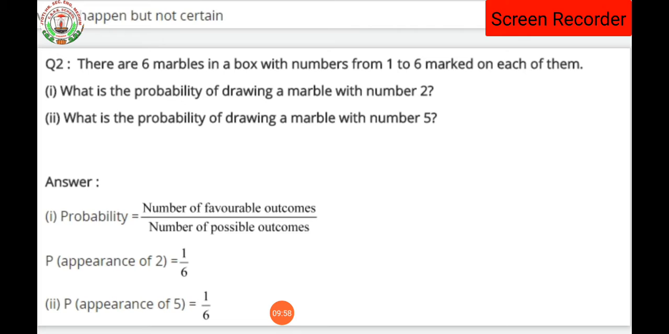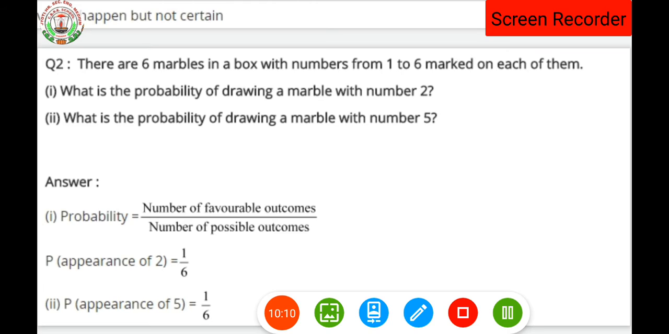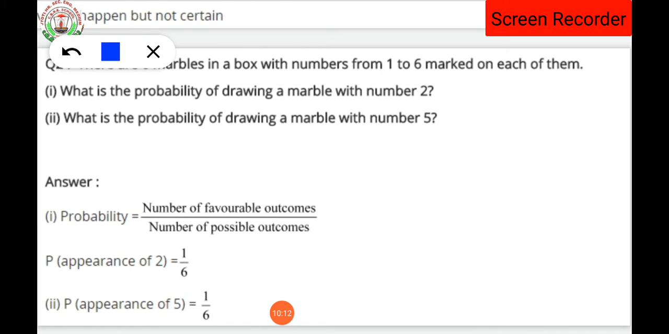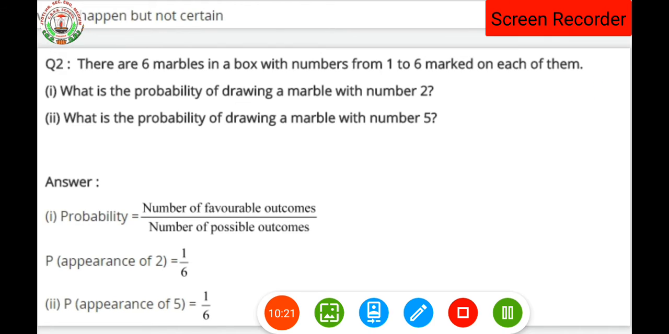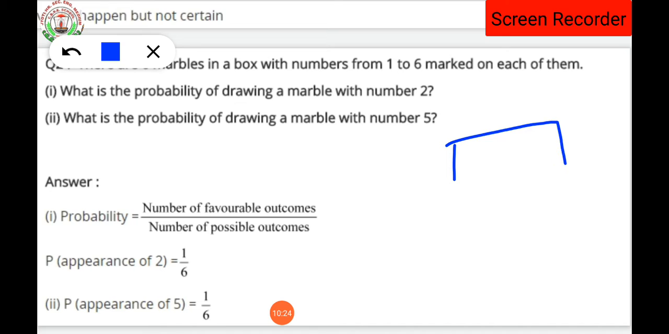There are 6 marbles in a box with numbers from 1 to 6 marked on each of them. What is the probability of drawing a marble with 2? Second, what is the probability of drawing a marble with 5? So here, how many marbles are there? 1, 2, 3, 4, 5, 6 marbles are there. A box is containing how many marbles? 1, 2, 3, 4, 5, 6. Like this, the box is containing 6 marbles.